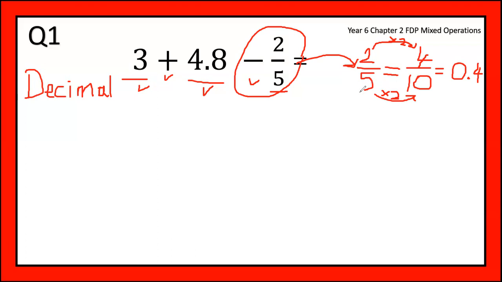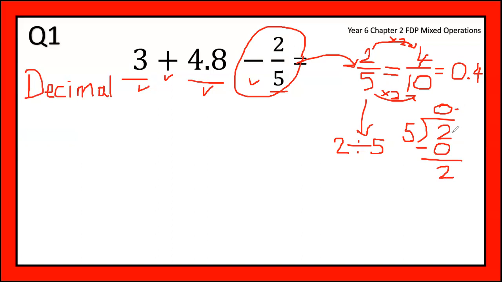Another way to change a fraction into a decimal is to simply divide. In other words, fraction is a division. So 2 over 5 means 2 divided by 5. So you can do your long division. 2 divided by 5. Start 0. 0 times 5, 0. 2 minus 0, 2. Put in your decimal. Put in a 0. Bring down your 0. Now 20 divided by 5, it's 4. And that's it. 0.4 is the answer.